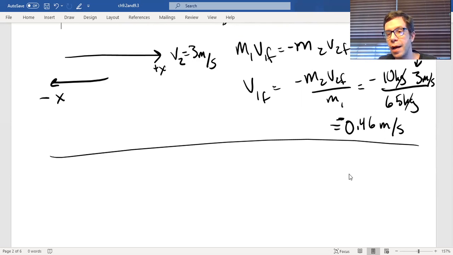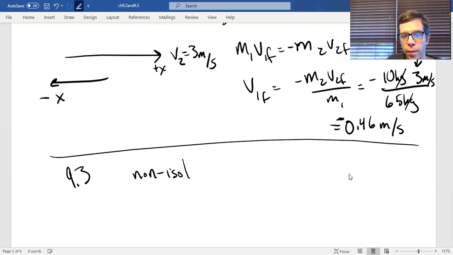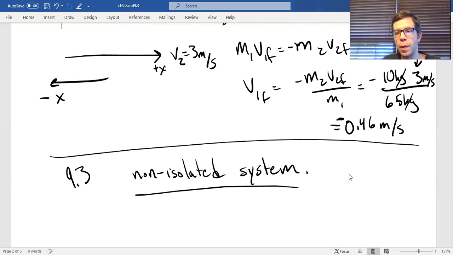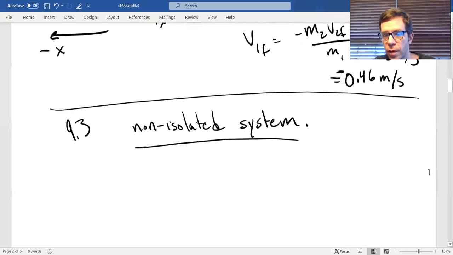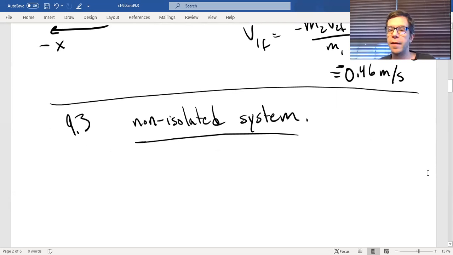All right, so there's an isolated case, and you can have an isolated case where they're moving initially or not moving initially, as we did here. So let's look at a non-isolated case. This gets us into 9.3. So for a non-isolated system, we need to know how the momentum changes, right? So in our isolated case, the momentum didn't change. Now we got to look at how it changes.